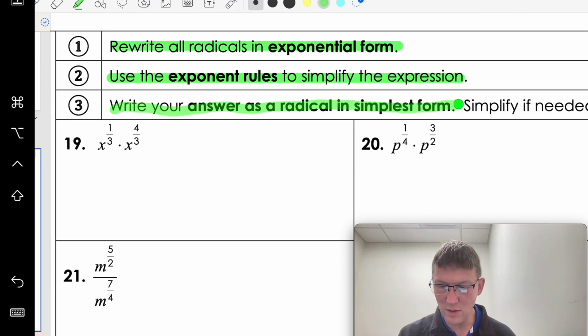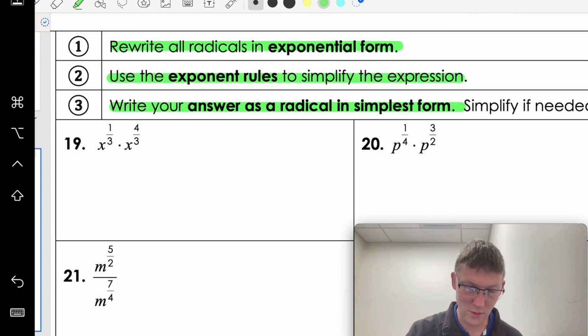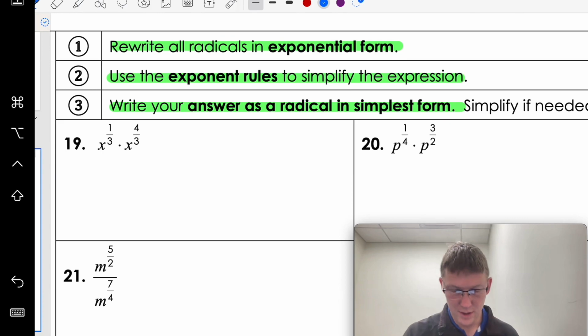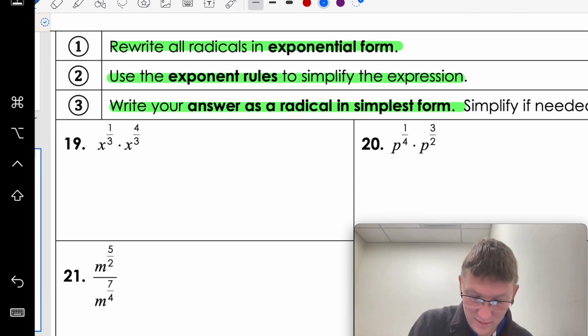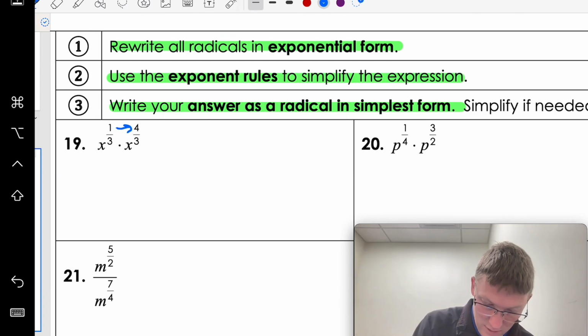And then we can rewrite, it looks like they want it back into a radical form and in simplest form. So here we go. When we're looking at 19, we're going to use the exponential rules of the product. So all we need to do is add the fractions up. Remember, when adding fractions, the denominators need to be the same. In this case, they are. So we're just going to add these two.